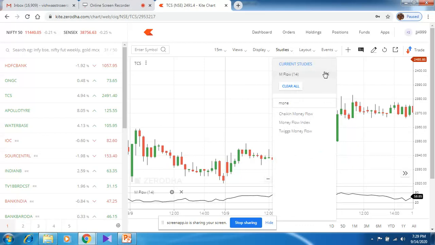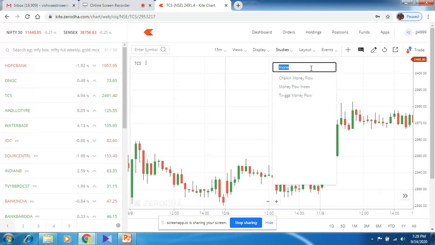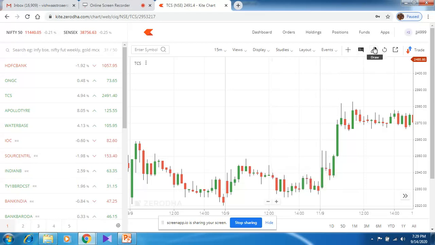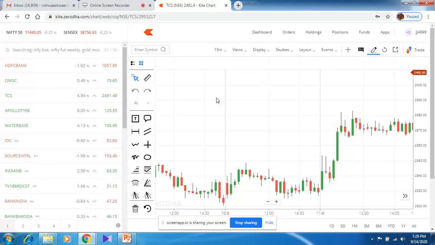This is not available in all of the software that I've traded, like Trade Genie or ShareKhan or some other platform. Zerodha gives this Fibonacci retracement. So for this, I'll take out everything and click on this draw option over here. I'll take this arrow, and there is this Fibonacci retracement, the best of all.